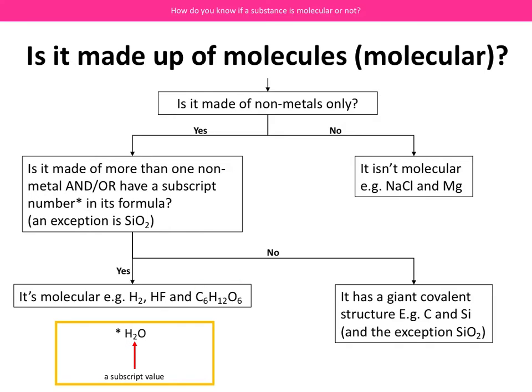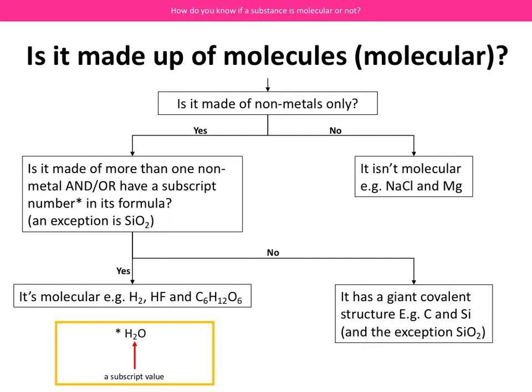Finally, C6H12O6, which is glucose. Is it made of non-metals only? Well, carbon, hydrogen, and oxygen are all non-metals, so it is non-metals only, so we go yes. Is it made of more than one non-metal? Yes, because we've got carbon, hydrogen, and oxygen. Does it have subscript numbers in its formula? 6, 12, 6, absolutely. So we have said yes to both of those questions. We only needed to say yes to one. So yes, it's molecular.